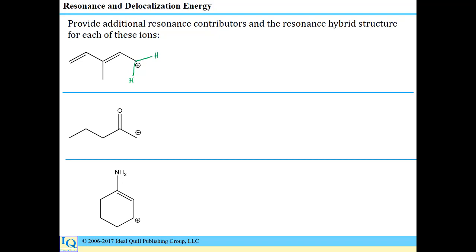You can only move pi bonds and lone pairs when drawing resonance contributors, and we have no lone pairs in this structure, so the only option is to move a pi bond which will be pulled towards that positive charge. If we do that, using our resonance arrow, the resulting structure will look like this. We've moved the pi bond to the position between the 2 carbons on the end. We highlight those with these green circles.